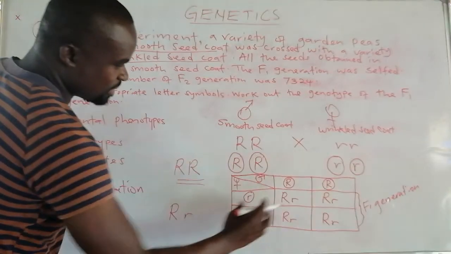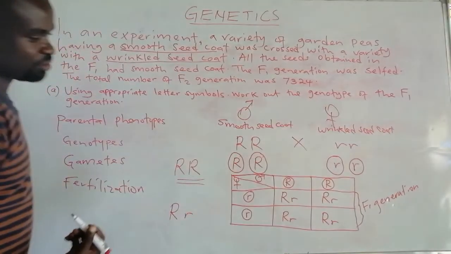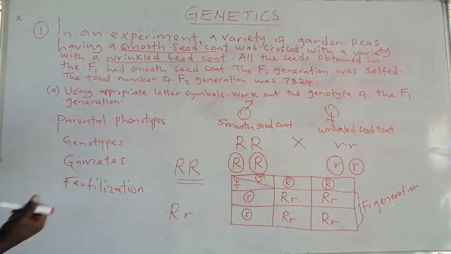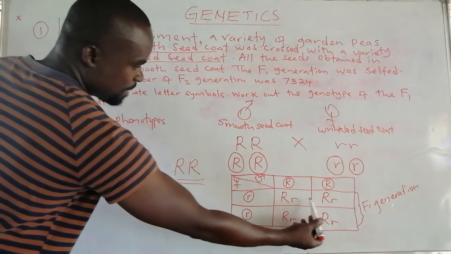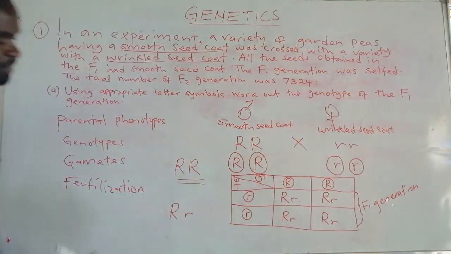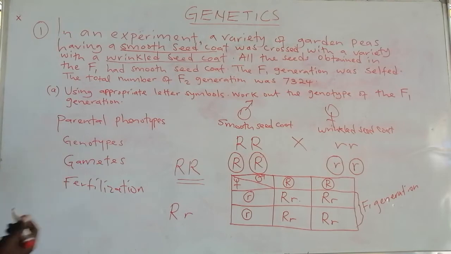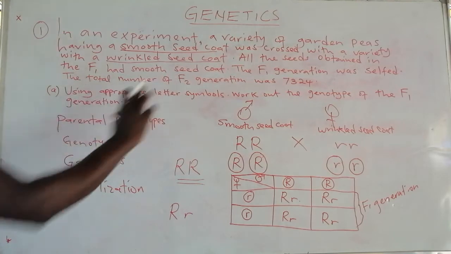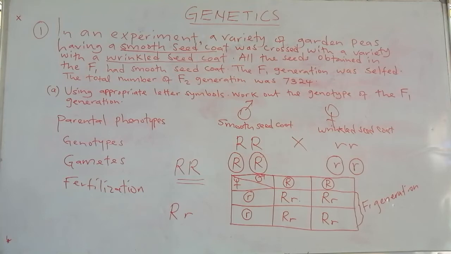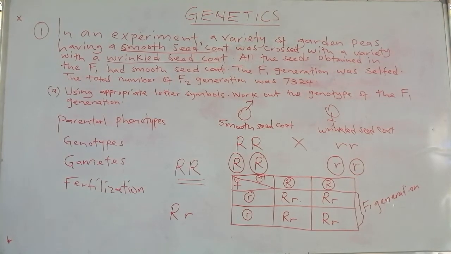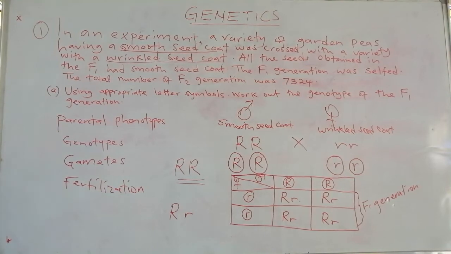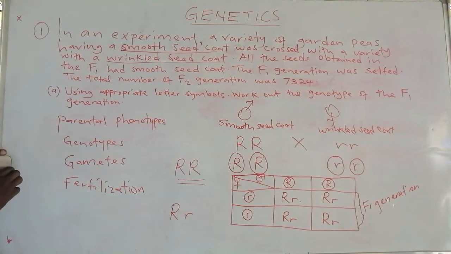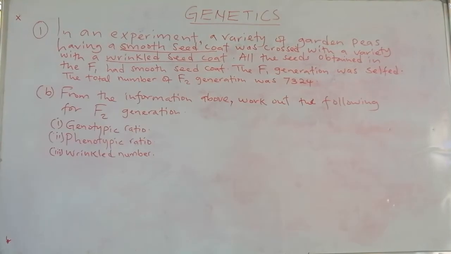So the F1 genotypes are the four. We have four genotypes here that represent the offsprings of the first parents. So we have used the appropriate letters and we have worked out the genotypes of the F1 generation. So let's look at the second question that will help us to also obtain the next solution. On to the second question.